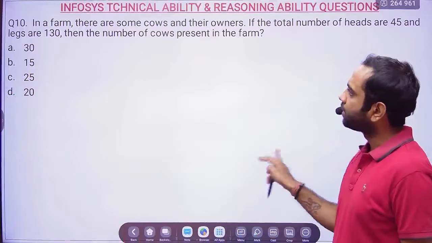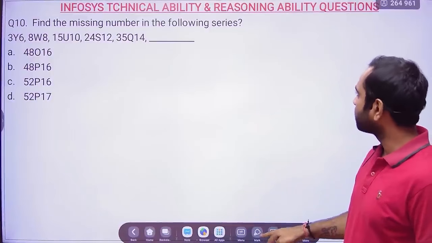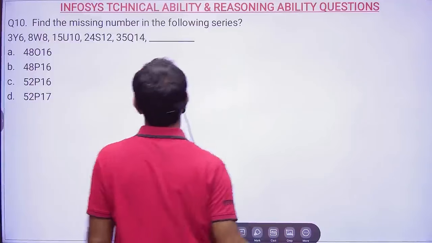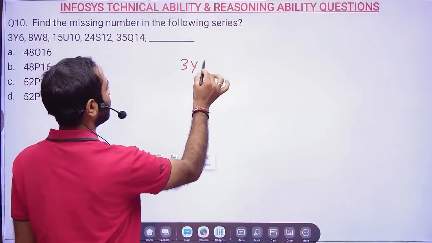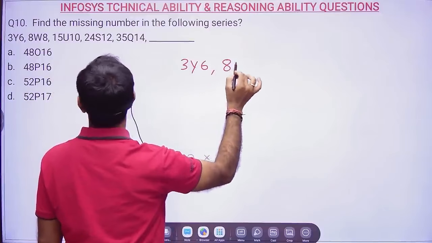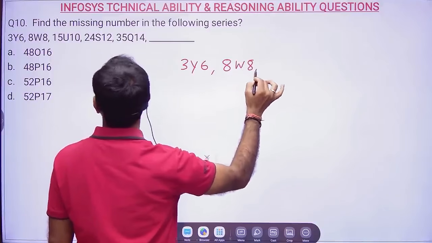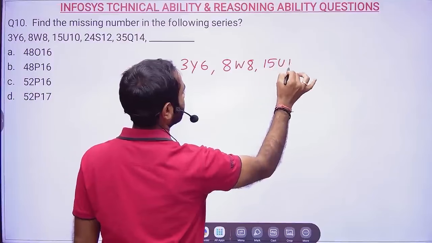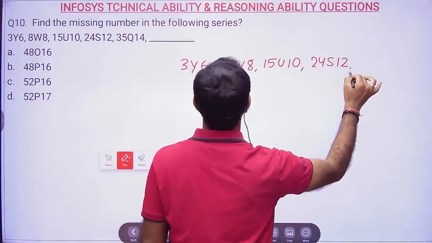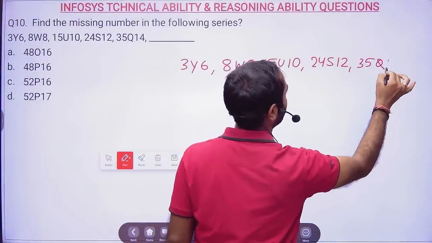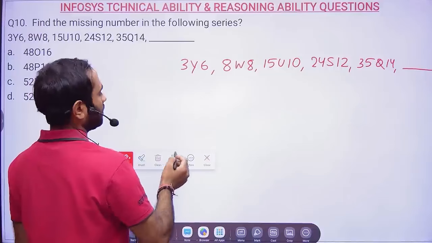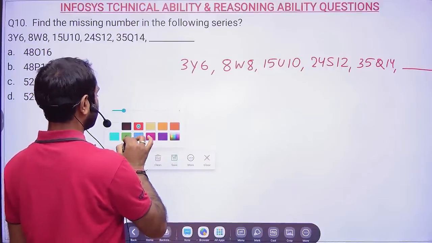Okay, next, find the missing number in the following series. This is a little tricky, but we can do it. So we have 3, Y6, 8, W8, 15, U10, 24, S12, 35, Q14. Now here you see, let us try to find the logic.